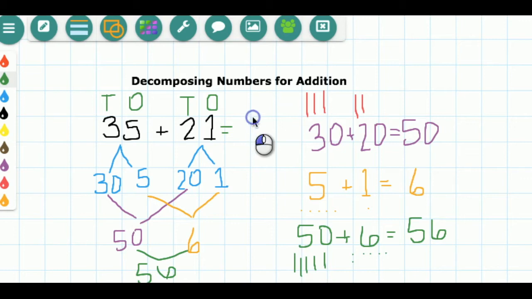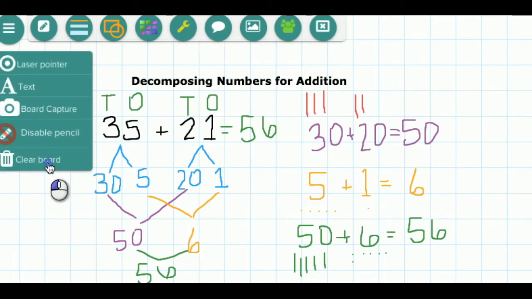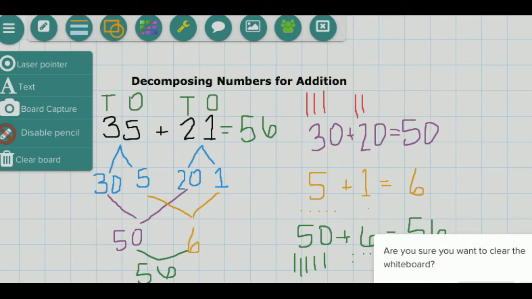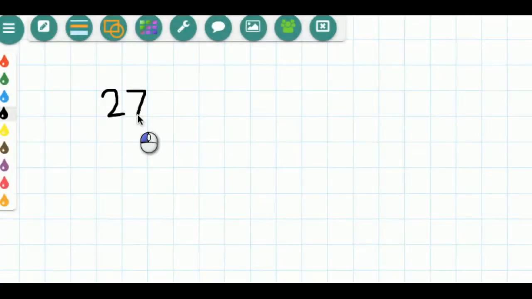Now this is a pretty easy one, as our ones place didn't go over 10, which does happen sometimes. So we're going to take a look at what it would look like if the ones place goes over 10 and we have to create another 10. Let's take, for example, a new problem. Plus, because again we're focusing on addition here, 27 plus 46.